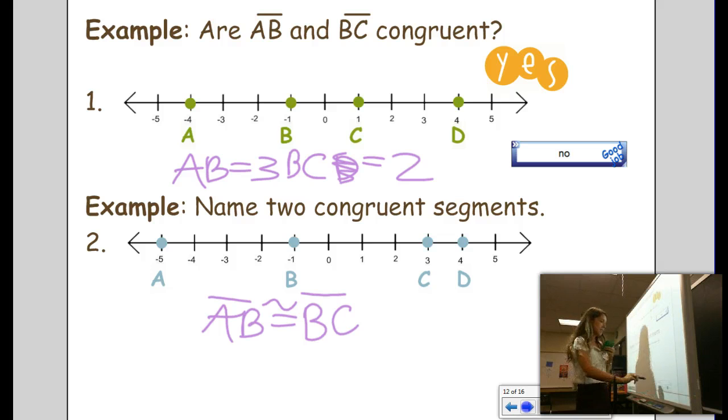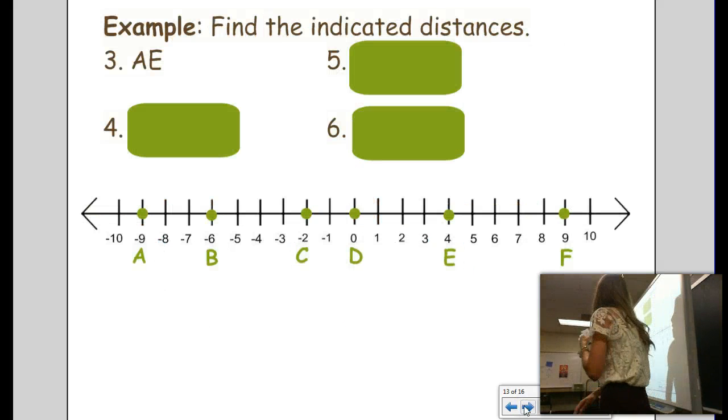What do you think of this lesson? Pretty easy? Yes. You like this stuff? Good. It's gonna get hard. Find the distances. I don't think it's going to get much harder today. It's always like, find the distances.